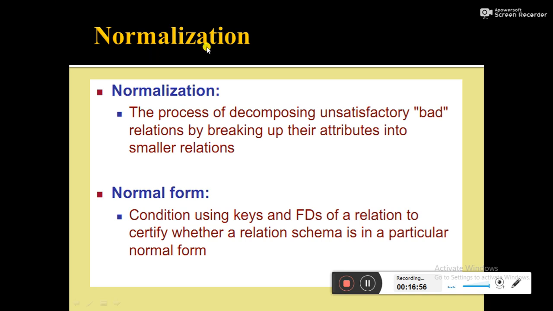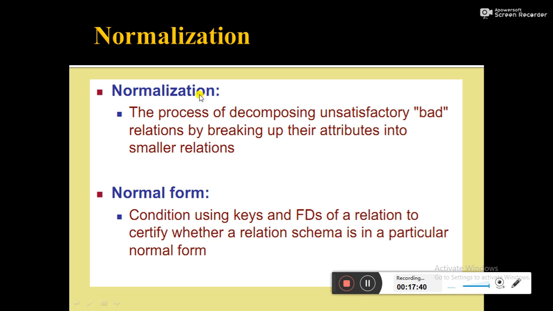Now, what is normalization? Normalization is a process of normalizing the relationship among the dataset. It can also be termed as the process of decomposing an unsatisfactory, bad relation by breaking up its attributes into smaller relations. And why do we need to apply normalization? Basically, normalization is a technique by which we can break up the original relation into smaller relations so that we can simplify the relationship among the dataset.